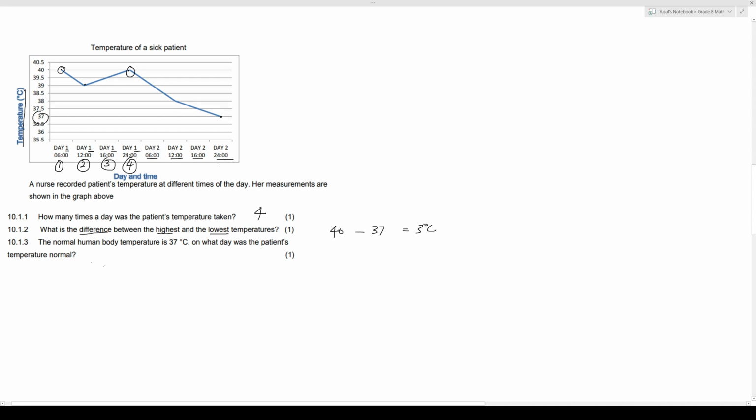The final question asks, the normal human body temperature is 37 degrees Celsius. On what day was the patient's temperature normal? To answer that question, you look for the temperature at 37 degrees Celsius on the vertical or y-axis. We have already found that here. So you extrapolate, or you just follow the line that's there. Once it touches the graph, you pull it down to the x-axis and it will tell you the day. In this case, it was day 2.